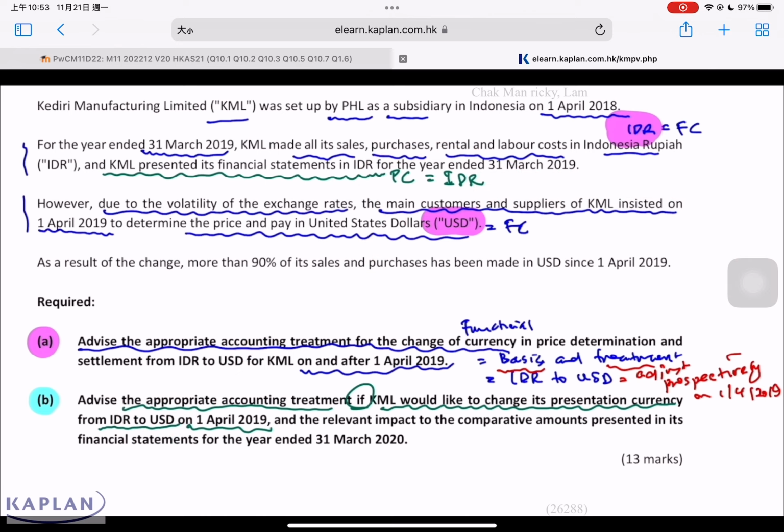In particular, the question wants us to advise the relevant impact on the comparative amount presented in the financial statements of 2020. If it's a change in accounting policy which needs to be applied retrospectively, we have to restate the comparative in accordance with AS8 and AS21.